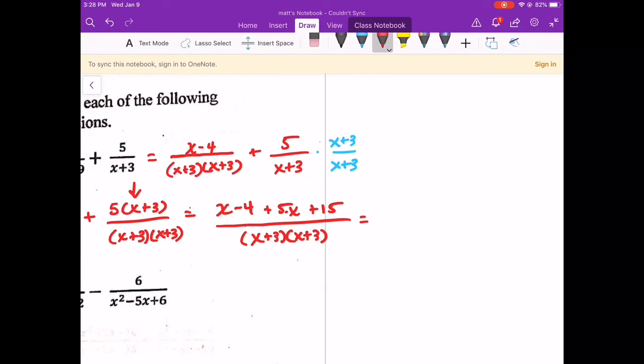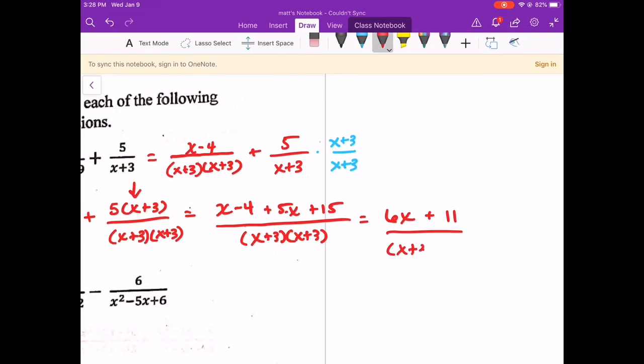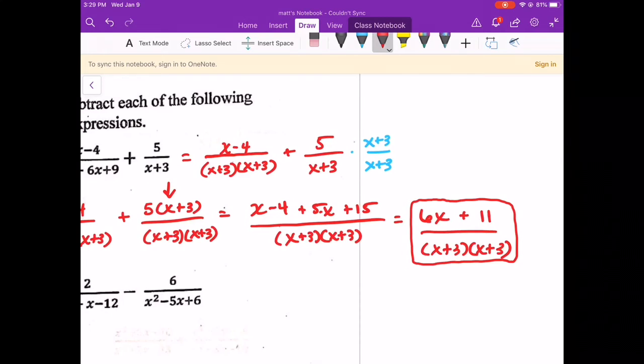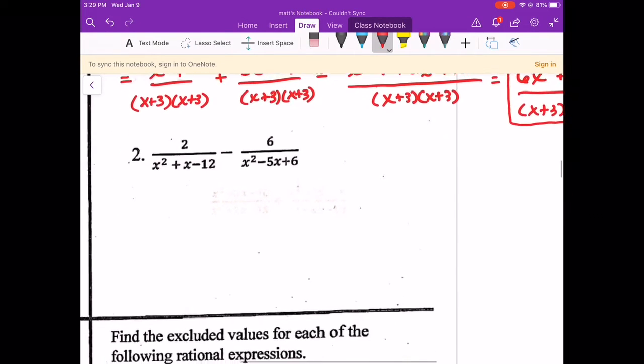x and 5x is 6x. Negative 4 and 15 is a positive 11. All right, all that's over x plus 3 times x plus 3. Now, really quickly, I want to check to see, do I have any more common factors out there? And unfortunately, 6x and 11 don't have any common factors, so this is where I have to stop because nothing else can be canceled.